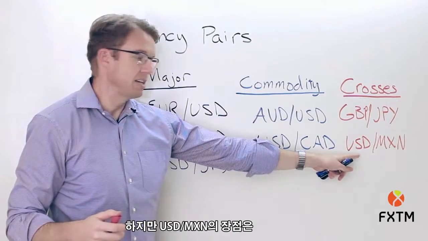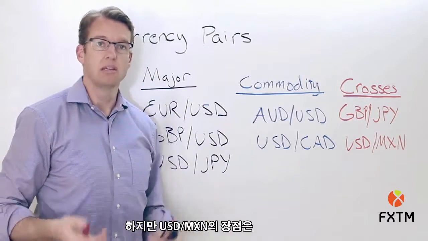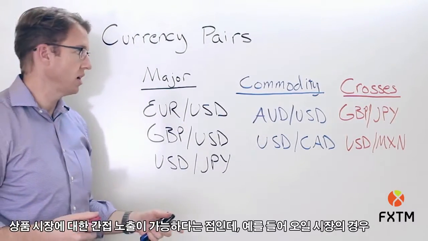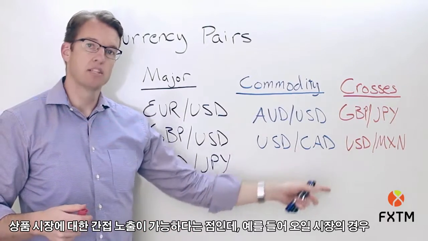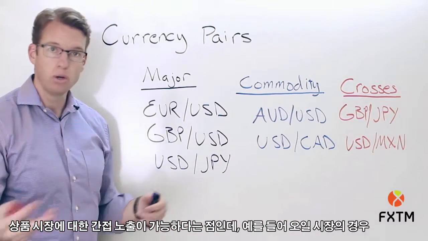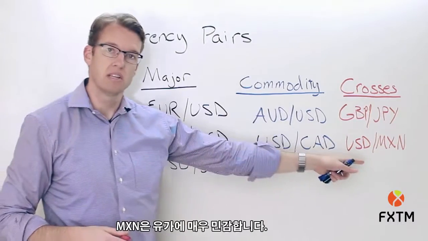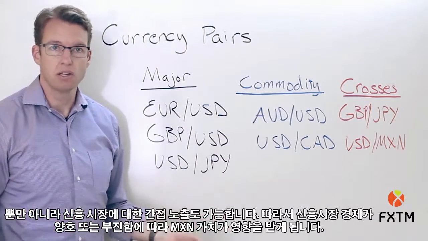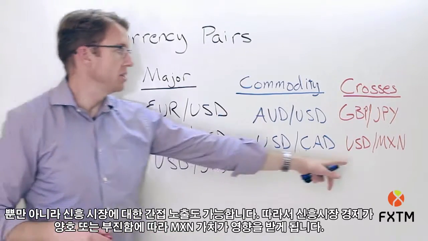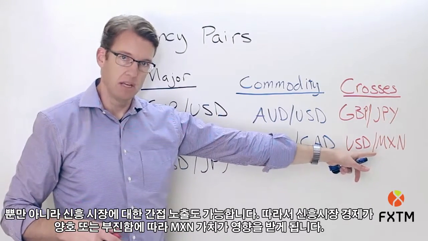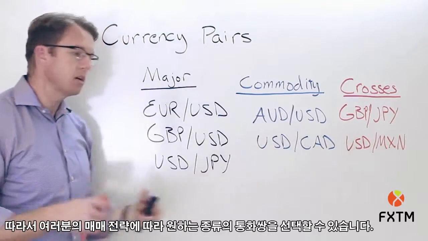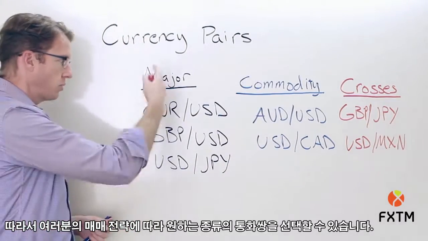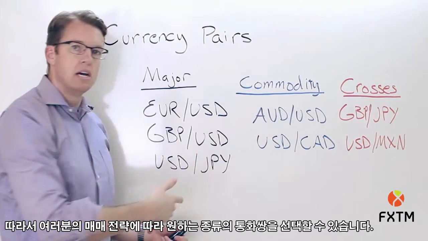But one of the advantages we have here, let's say, for example, with the dollar to the Mexican peso, is that a trader would be able to have indirect exposure not only to the commodity market, oil, for example. The Mexican peso is very sensitive to the price of oil, but also to emerging markets. So as emerging market economies are doing better or worse, that's certainly going to affect the value of the Mexican peso as well.